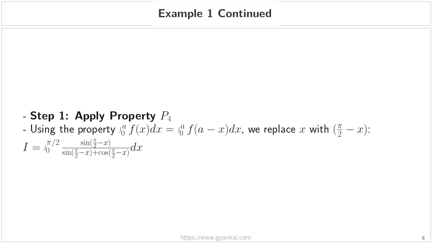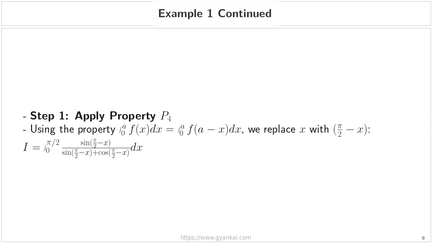We replace every instance of x in the integrand, that's the function we're integrating, with pi over 2 minus x. This gives us the integral from 0 to pi over 2 of sine of pi over 2 minus x, divided by sine of pi over 2 minus x, plus cosine of pi over 2 minus x, with respect to x. Okay, let's move on to slide 6.